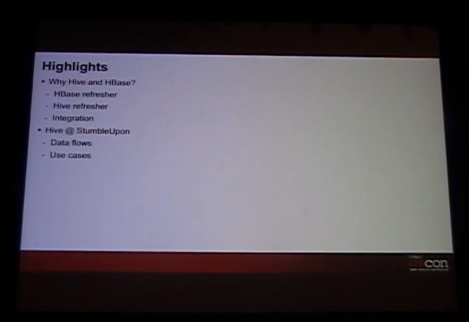So this is how it's going to go. We're just going to go over what HBase is, how it works, what Hive is, how it works, and then how they were integrated together. And then I'm going to talk about how we use it at StumbleUpon. I'm going to give you some of the data flows, how the data is flowing into Hive, and how we did the mapping on our HBase tables.